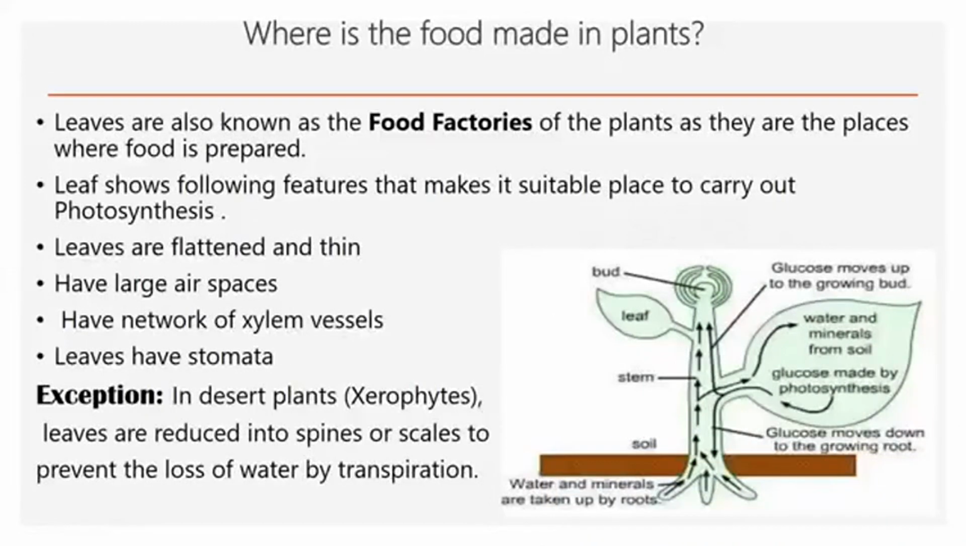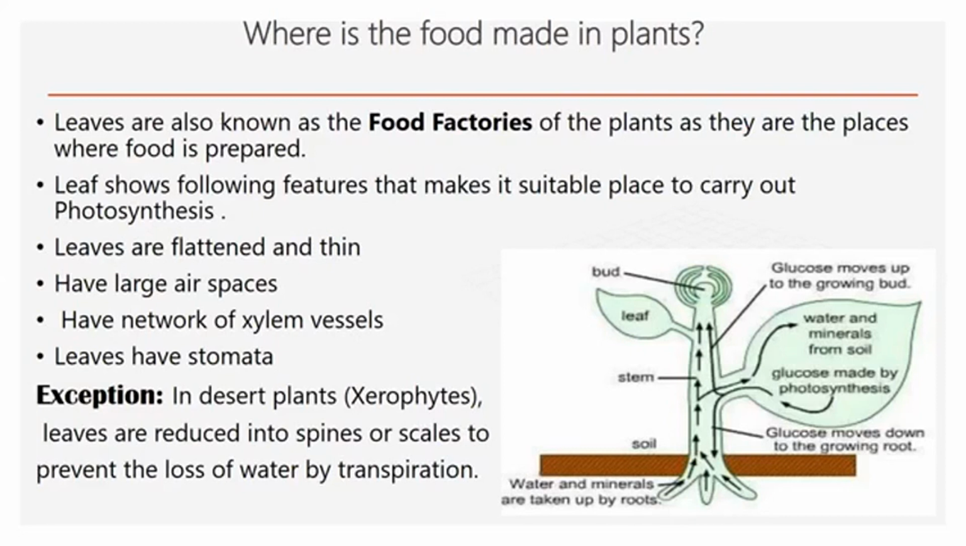Photosynthesis occurs in the green parts of the plants, mainly in the leaves. Leaves, thus, are also known as the food factories of the plants, as they are the places where food is prepared. Now, the structure of the leaf shows the following features that make it a suitable place to carry out photosynthesis efficiently. These characteristics are: leaves are flattened and thin. Leaves are flattened to have a large surface area to obtain maximum sunlight. They are thin to allow sunlight to reach all the cells of the leaves.